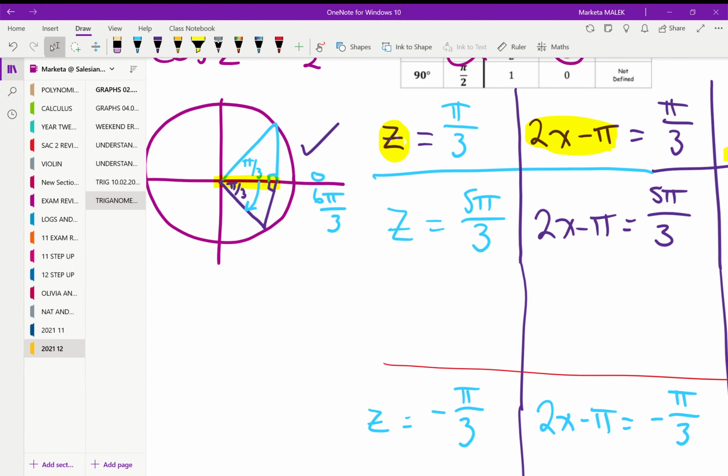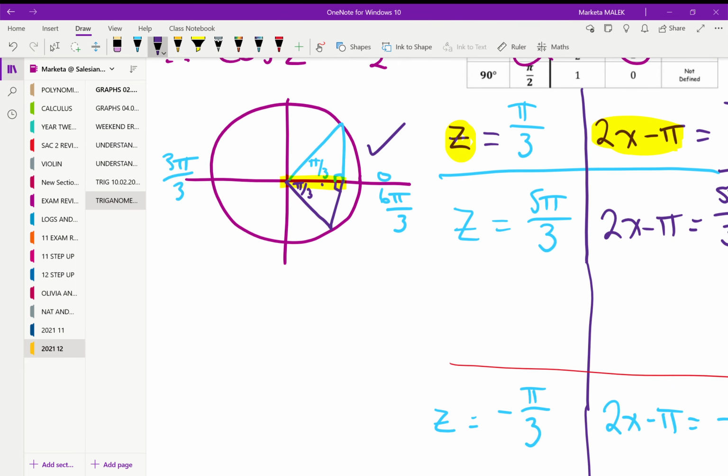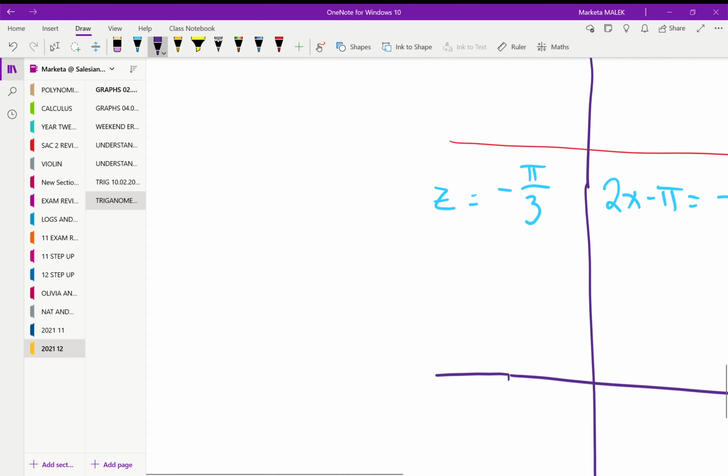So now I'm going to go all the way around to the second angle. So I start at 0, minus 3 pi on 3, minus 6 pi on 3, plus pi on 3. That's negative 5 pi on 3. So let's pop that one in. Z equals negative 5 pi on 3.